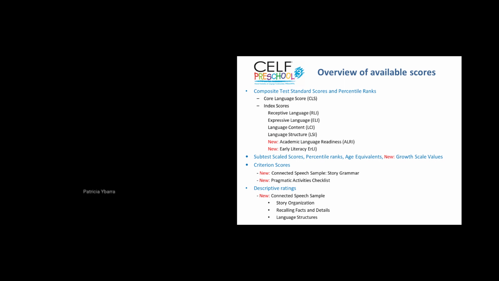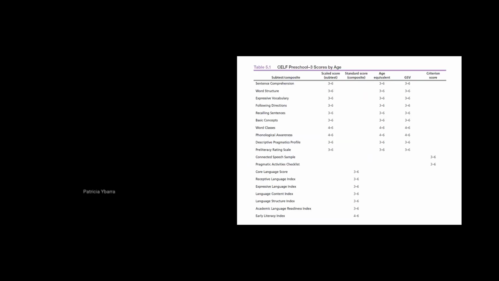You also have criterion scores that can be obtained for the story grammar portion of the connected speech sample, and criterion scores for the pragmatic activities checklist. And then you have some descriptive ratings that can be obtained for a child's story organization, their ability to recall facts and details, and language structures that are part of the connected speech sample subtest. And this is a view of all of the scores, subtests, and composite scores that are available by age.